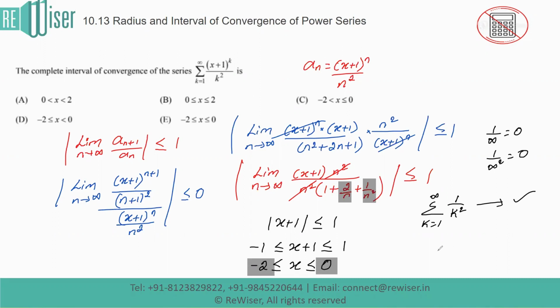Then at minus 2, summation of k equals 1 to infinity, I'll be getting (-1) to the power of k over k squared. And this one will also converge using the alternating series test. That is the reason it converges both at minus 2 and 0. So that's why option E is the right answer for this sum.